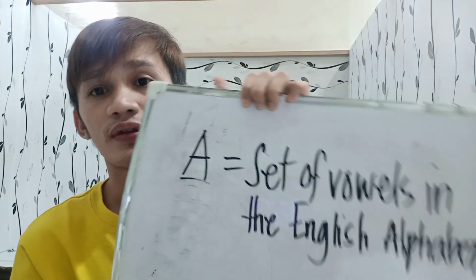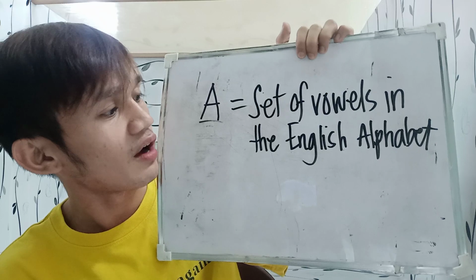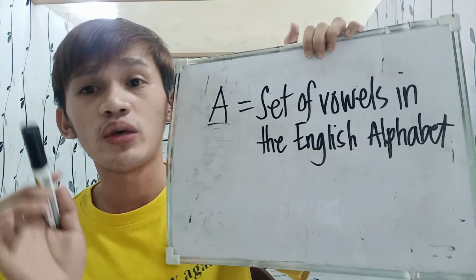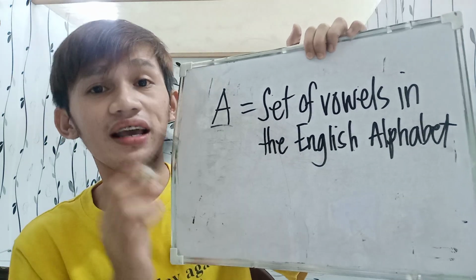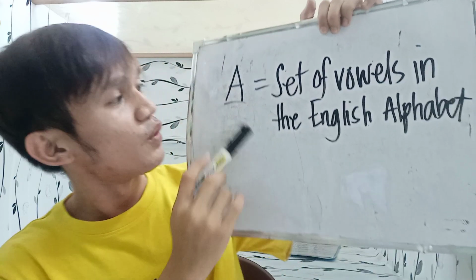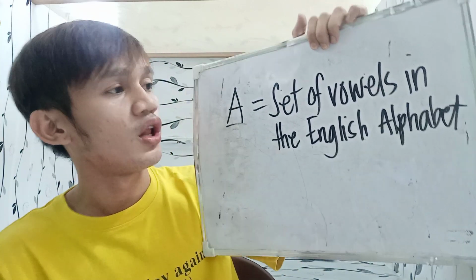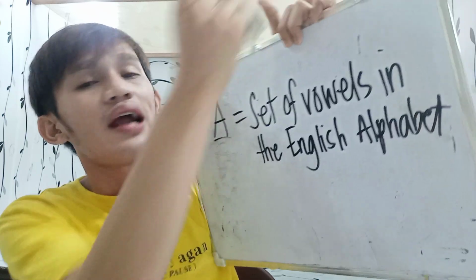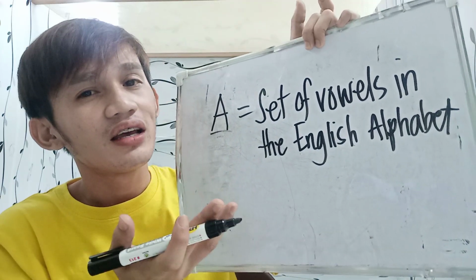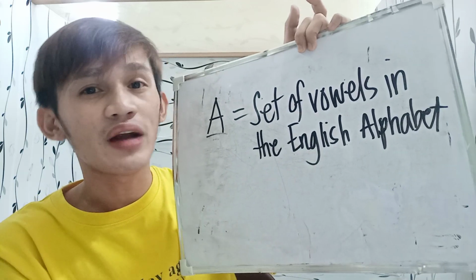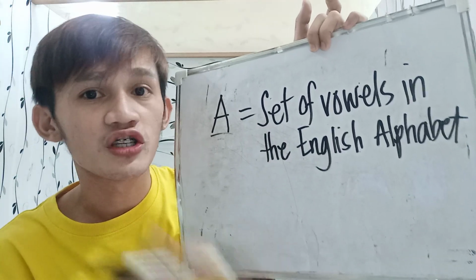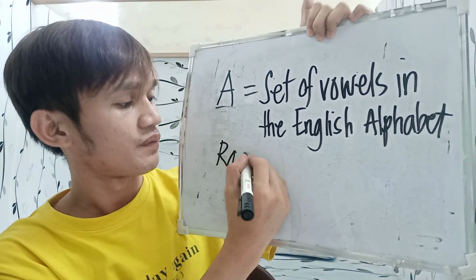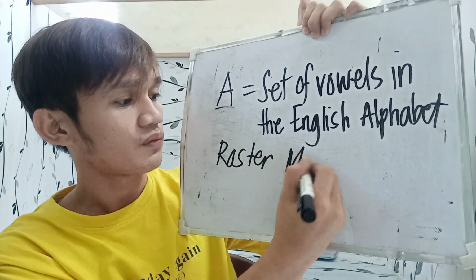Okay? So for example, we have here A is equal to the set of vowels in the English alphabet. We also know that a set is always denoted by a capital letter of the English alphabet. Suppose that we have this example and you're asked to write this in the first form of writing a set, which is the roster method or the roster form. So first, we have the roster method.